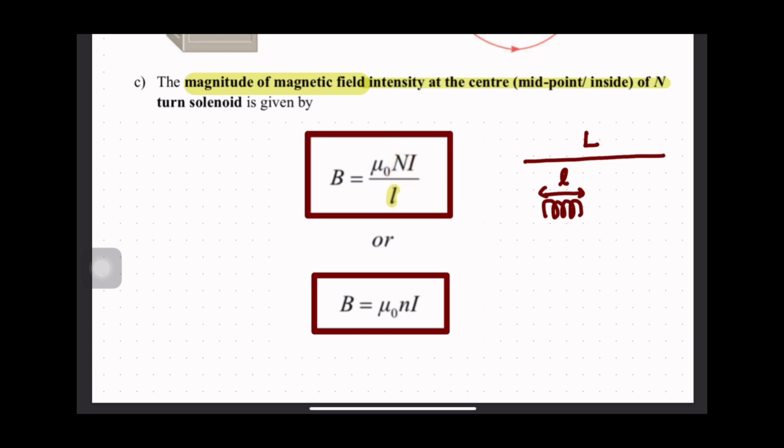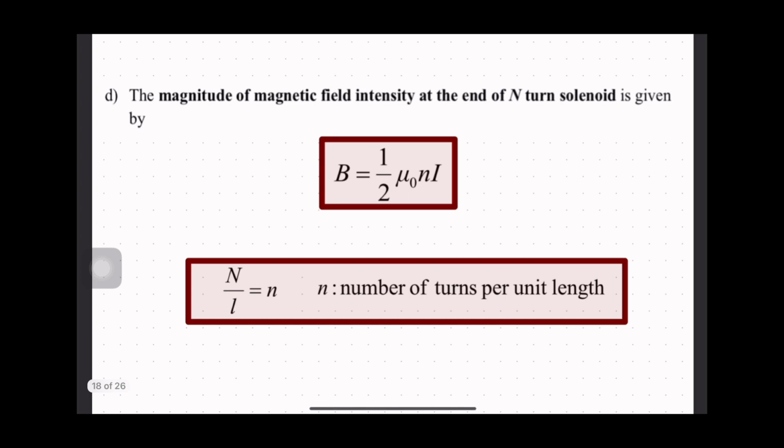It can also be written as B equals mu naught small n I. Small n means the number of turns per unit length. Sometimes the question gives small n. To find it, small n is equal to big N divided by L, the number of turns per unit length. That is small n. Okay, so next is the magnitude of magnetic field intensity at the end of the solenoid.